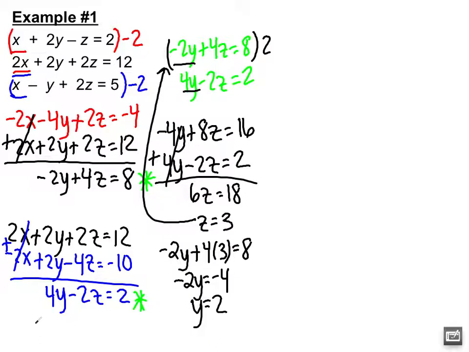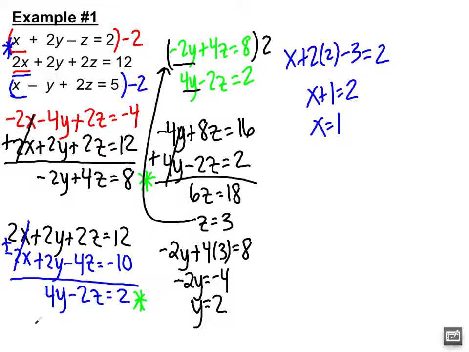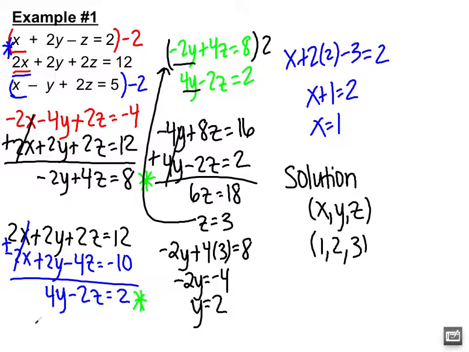Last step is to find the value of x, which we are still missing. To do that, I'm going to substitute y and z into this very first equation of the system in order to find x. So I have x, add 2 multiplied by 2, subtract 3 is equal to 2. x add 1 is equal to 2, so x equals 1. Remember that we're not finished yet. We still need to write our solution as the ordered triple of x, comma, y, comma, z, which in this case is 1, comma, 2, comma, 3.